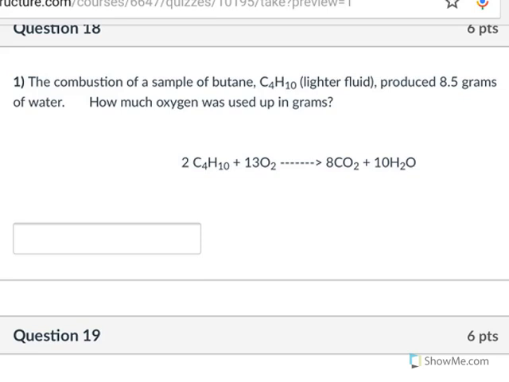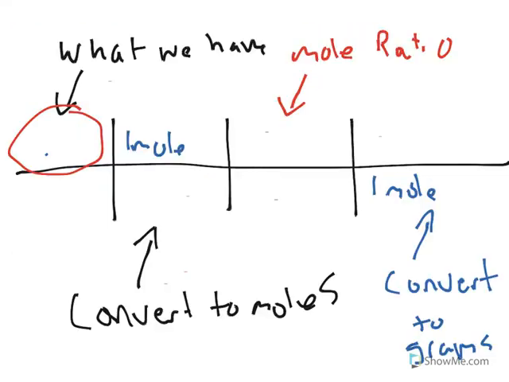We're going to look at this previous problem right here. It says the combustion of a sample of butane produced 8.5 grams of water. How much oxygen was used up? So we're starting with water, and we're going to oxygen in this case. We know we have 8.5 grams of water, so let's put that in: 8.5 grams of H2O. That's our starting point. That's what we have.